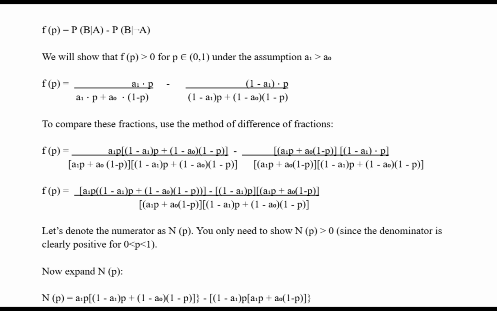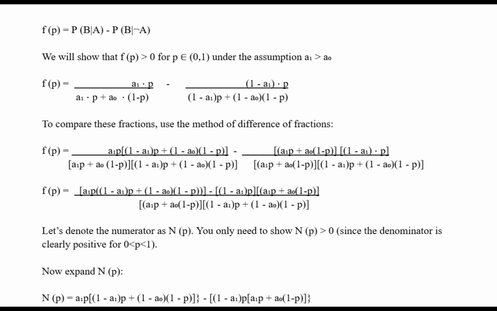So what we're going to do is multiply a1p and a1 times p plus a0 times 1 minus p by the denominator of the right-hand side. So 1 minus a1 times p plus 1 minus a0 times 1 minus p. And then we're going to multiply the top and bottom of the right side by the denominator of the first equation, which is a1p plus a0 times 1 minus p. So you multiply it by the top and the bottom, and this allows us to combine them into one fraction with the minus sign just in the middle.